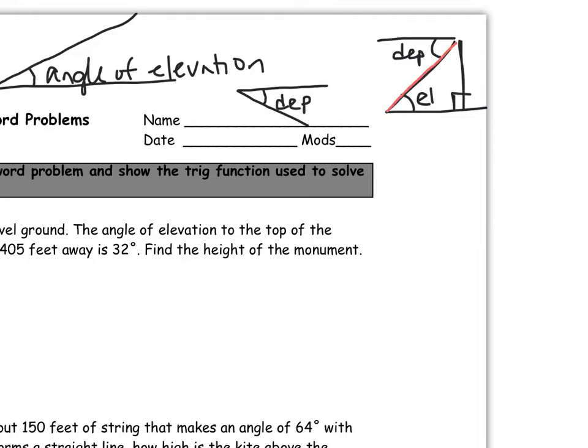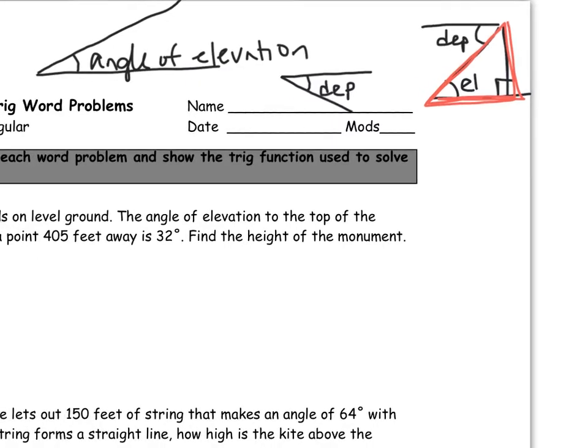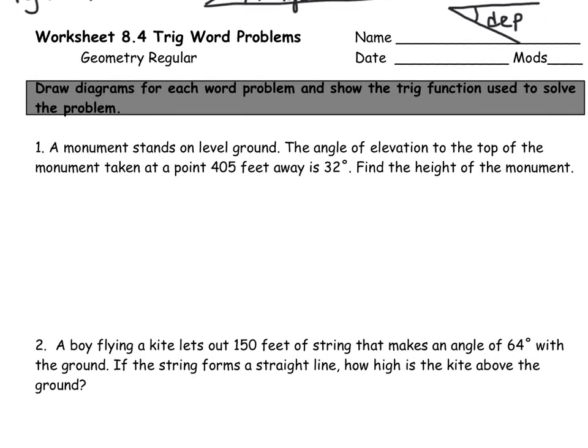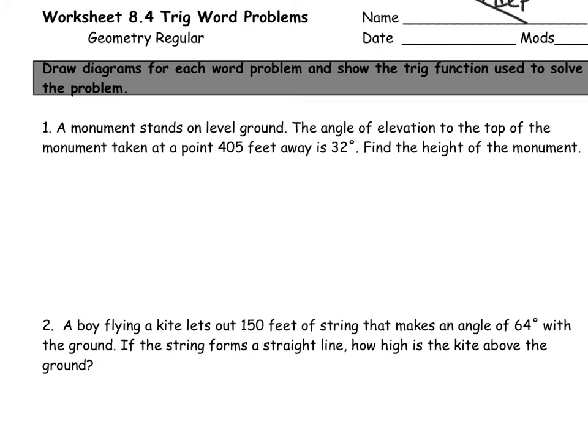which is important because usually I've drawn this bottom triangle when I sketch an example for a word problem, and we always want to start with sketching a picture. So your angle of depression and your angle of elevation are congruent. They're the same thing. So let's look at the first problem.